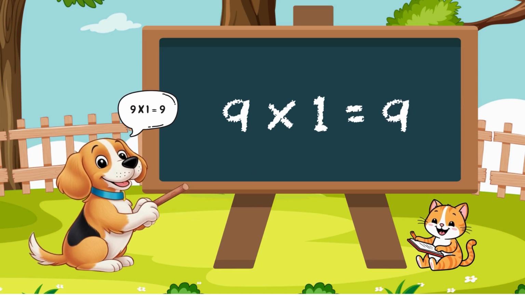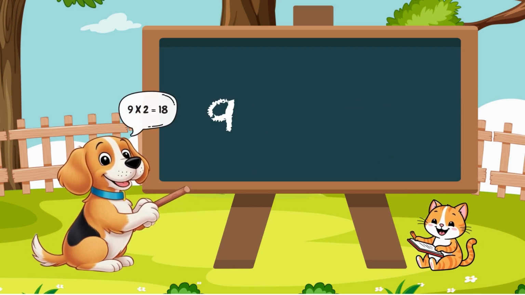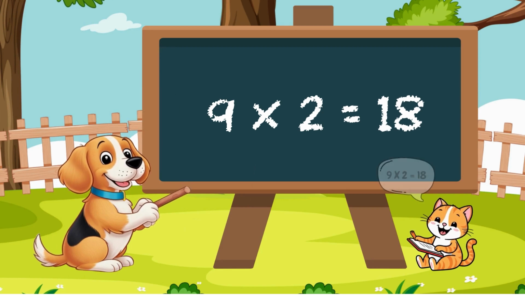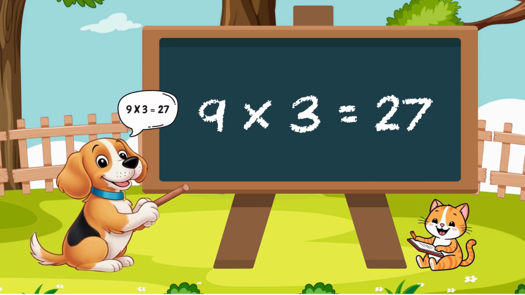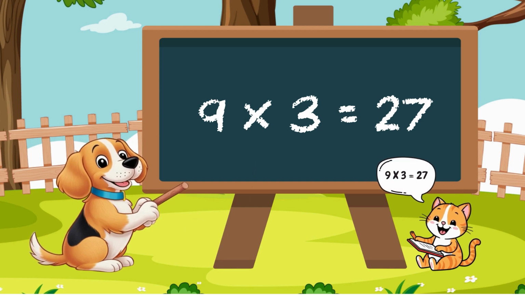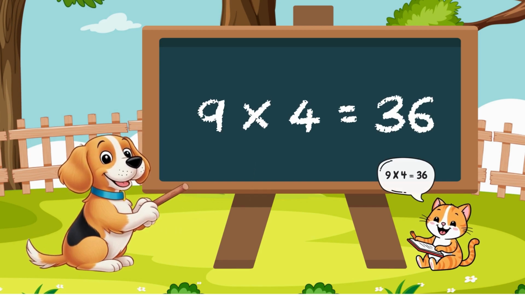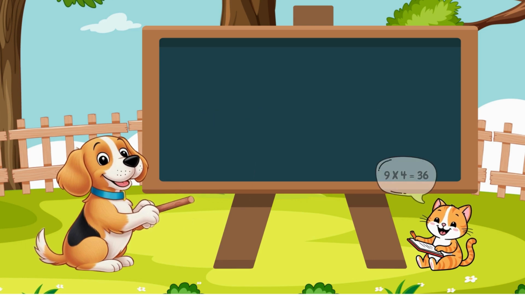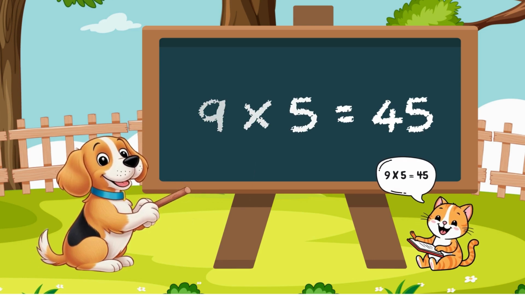Nine ones are 9. Nine twos are 18. Nine threes are 27. Nine fours are 36. Nine fives are 45.